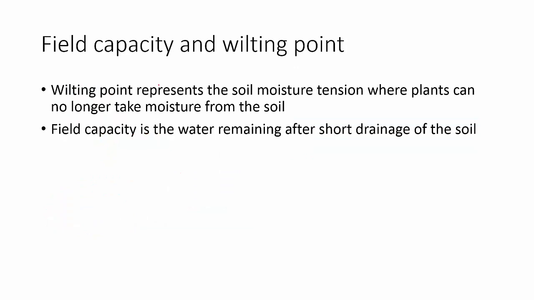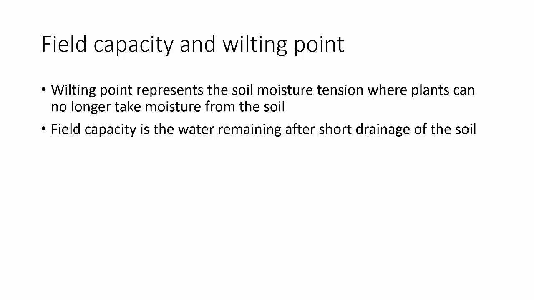I want to talk briefly about the difference between field capacity and wilting point. The wilting point represents a soil moisture tension where plants can no longer take moisture from the soil, whereas the field capacity is the water remaining after short drainage of the soil. So you can have a soil that has a high field capacity, but that doesn't mean that all of the water in that soil will be available to plants.